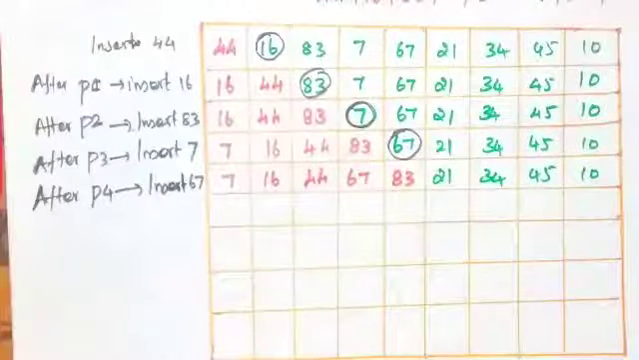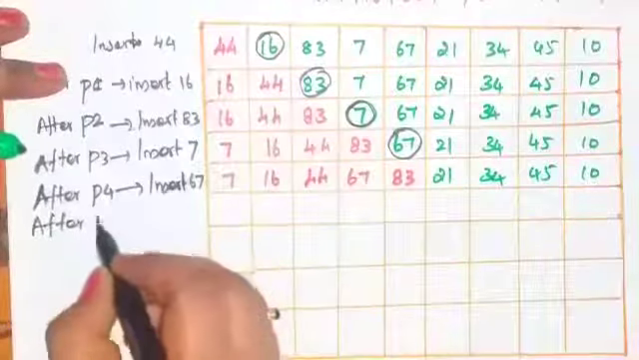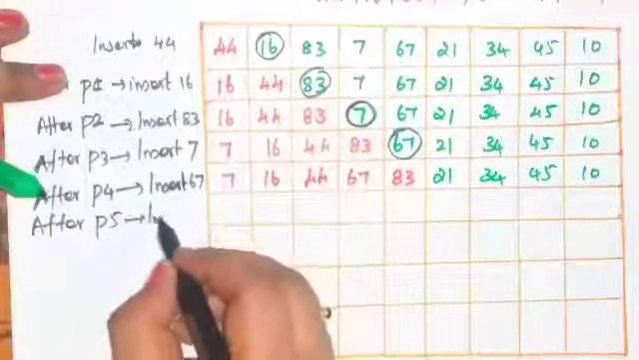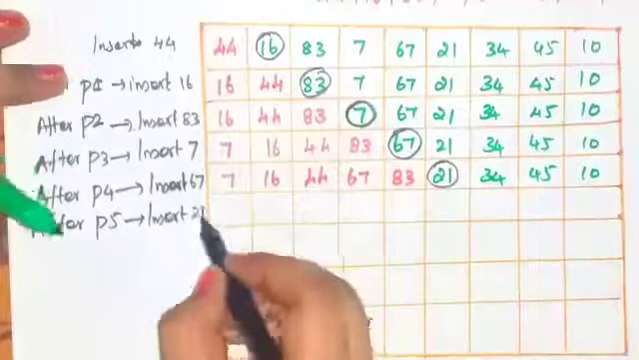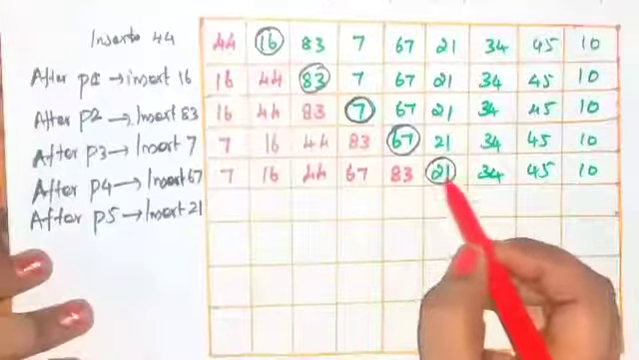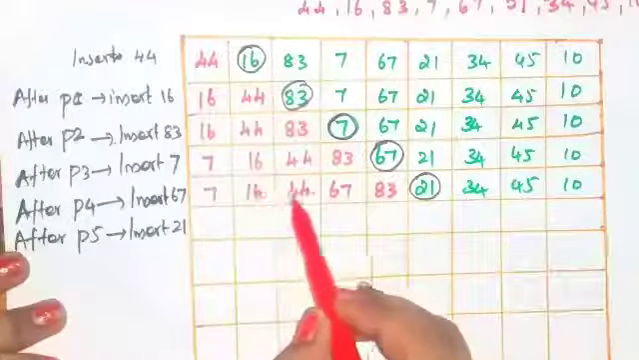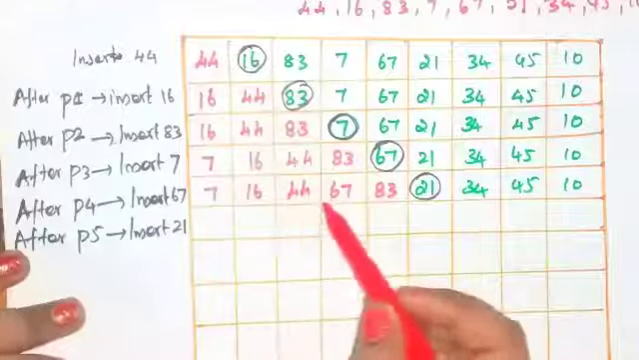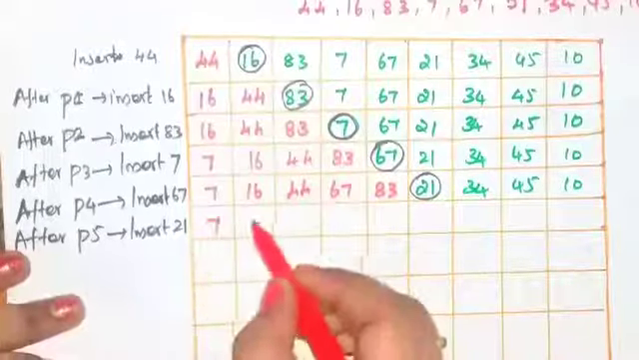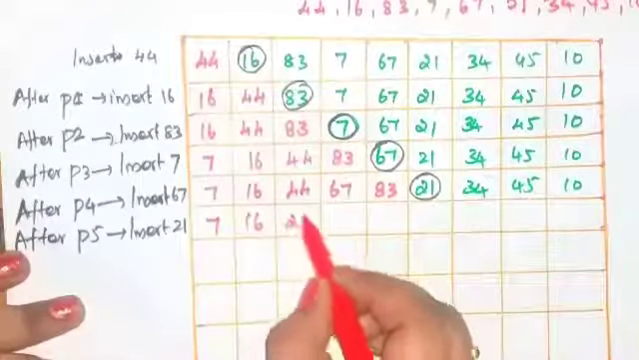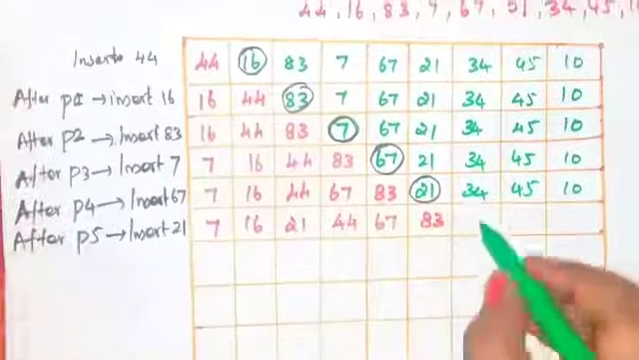So this is pass 5. After pass 5, insert the next element. The next element is what? 21. So insert 21. Compare this 21 with the sorted elements. 21 is greater than 16 and smaller than 44, so you have to insert this 21 between these two elements. So write 7, 16, next 21, next 44, 67, 83. Next, write the remaining elements.